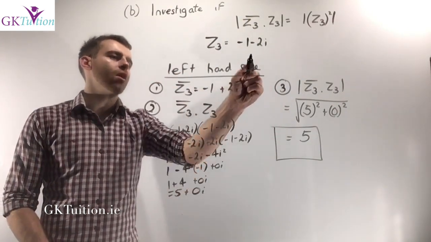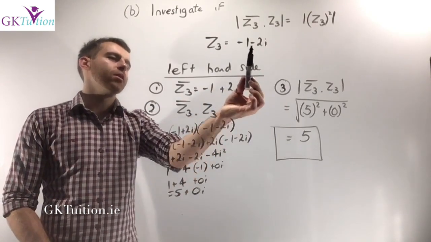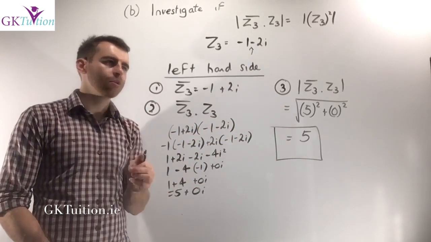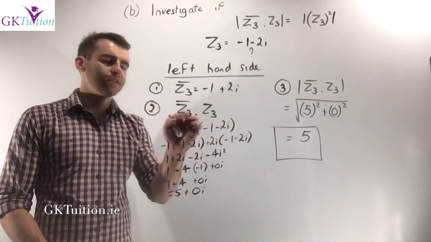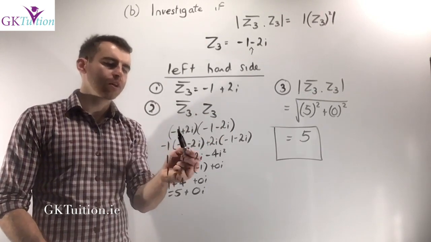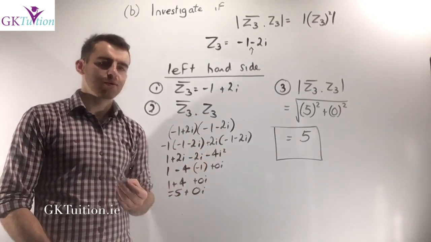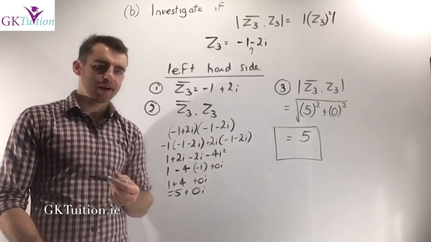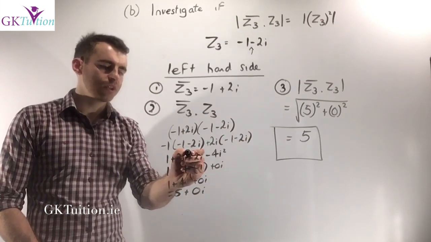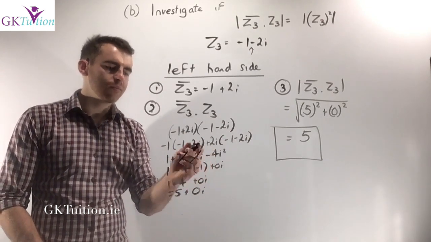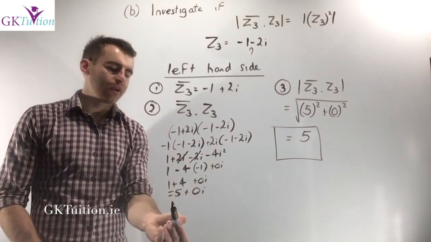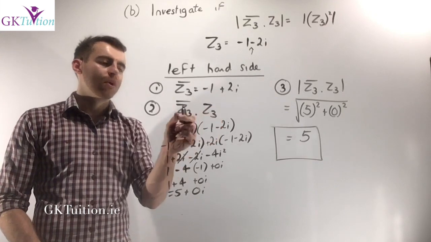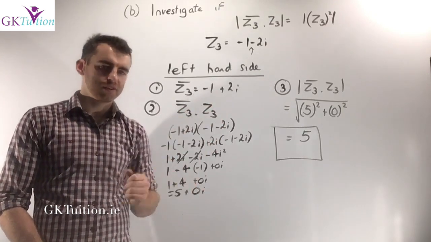You just change the sign of whatever was in front of the i. Here it was a minus, so it becomes a plus. The second thing you need to do is then to multiply the conjugate of Z3 by Z3. Or in other words, multiply minus 1 plus 2i by minus 1 minus 2i. First thing in the first bracket by the second bracket, second thing in the first bracket by the second bracket. As always, we're multiplying by conjugates, so your imaginary values in the middle actually cancel each other out. And this one ends up as 5 plus 0i. So I know that the conjugate of Z3 multiplied by Z3 simplified fully is 5 plus 0i.